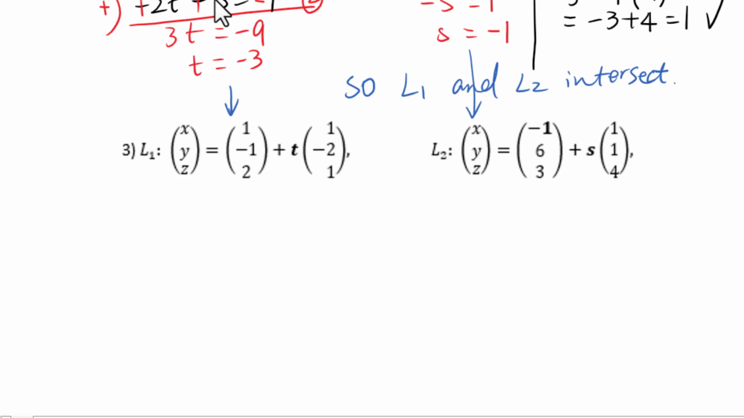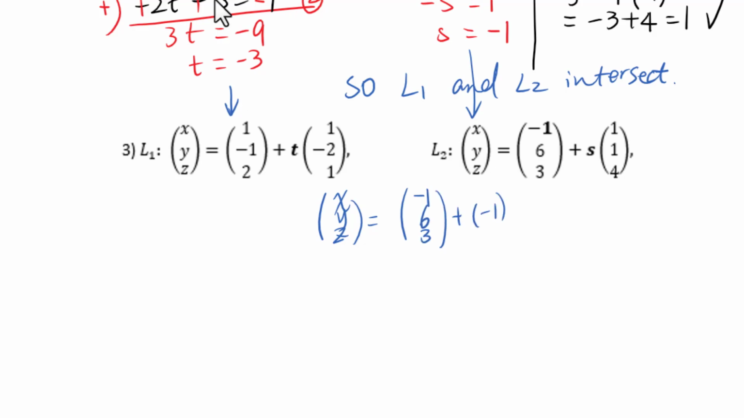I will choose to substitute s equals -1 into L2. (x, y, z) equals (-1, 6, 3) plus -1 times (1, 1, 4), equals (-1 minus 1, 6 minus 1, 3 minus 4), which is (-2, 5, -1). So we get the intersection point P (-2, 5, -1).